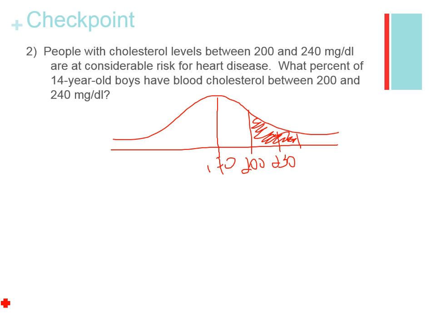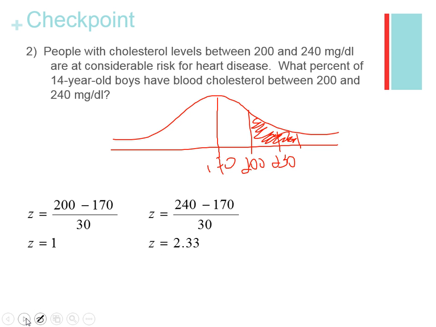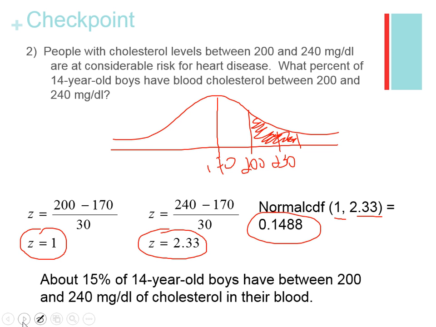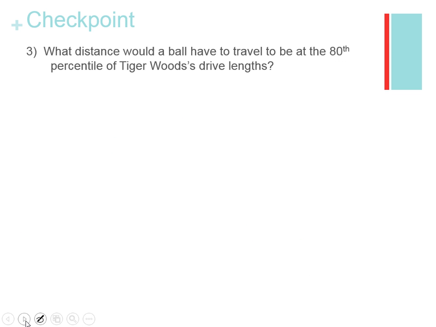So once again, I've got to compute z-scores. The z-score for 200 is going to be 1, and the z-score for 240 is going to be 2.33. So what I want to do from here is find the normal CDF between those two values, between 1 and 2.33. That's going to be approximately 0.1488, which tells me that about 15% of 14-year-old boys have between 200 and 240 milligrams per deciliter of cholesterol in their blood.